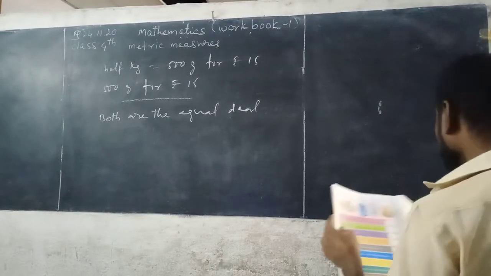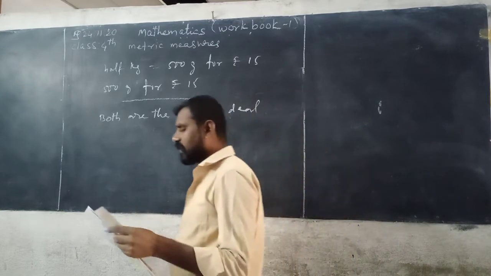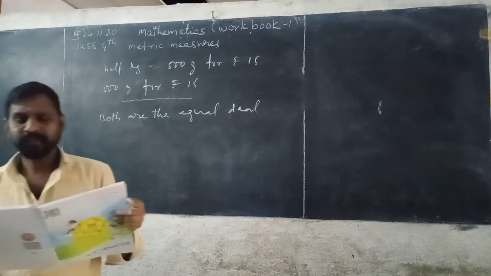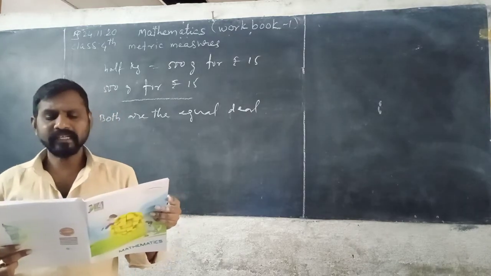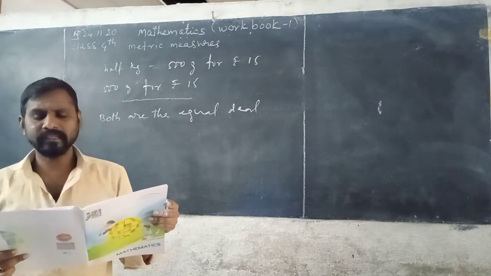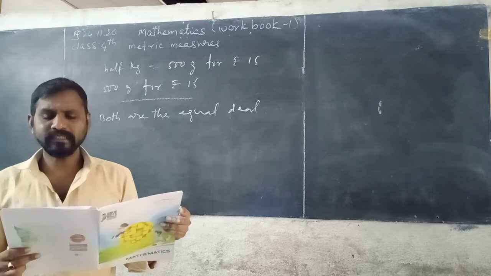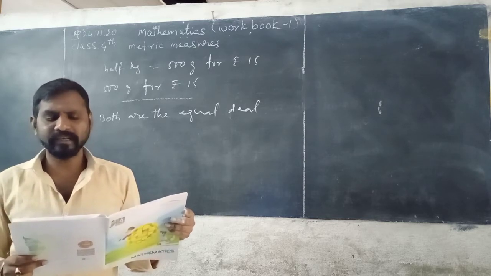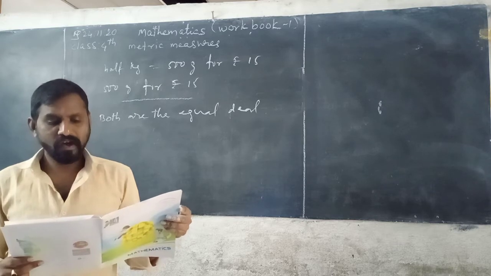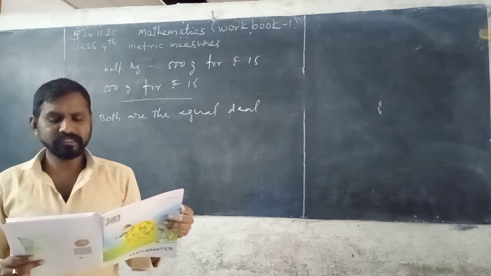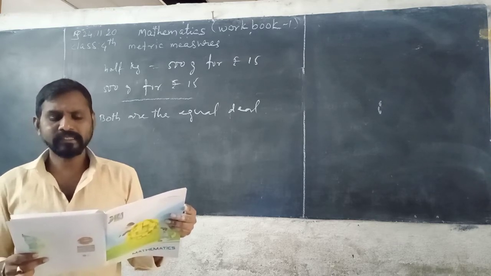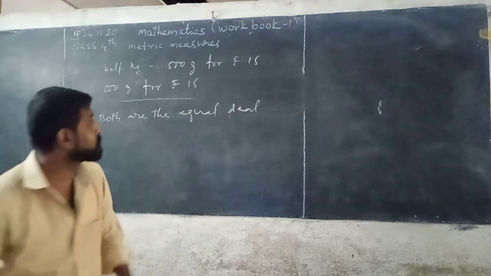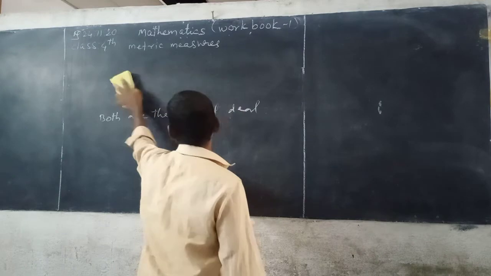Now next beta, solve the following word problems. Ahmed bought 12 meter 80 centimeter of shirting cloth. He stitched 3 shirts using 2 meter 20 centimeter for each shirt. How much cloth is used to stitch the 3 shirts in total? How much cloth is left? See here, listen carefully. This is a very important problem.